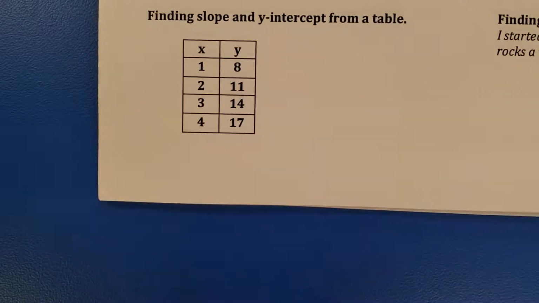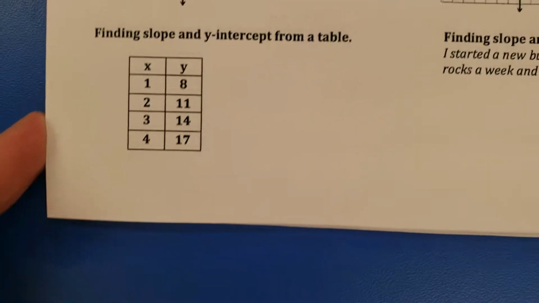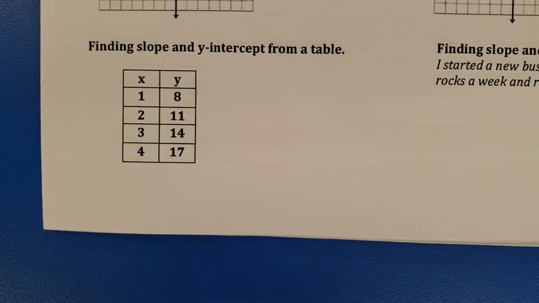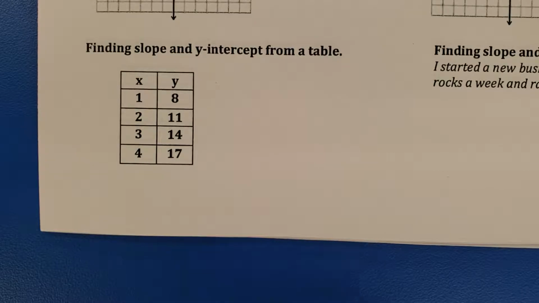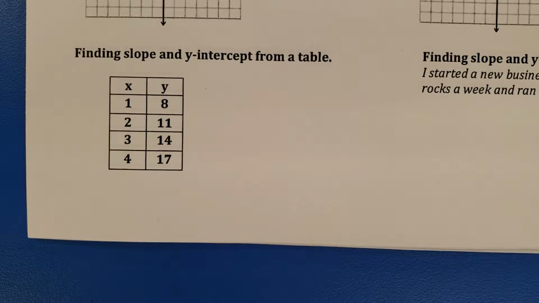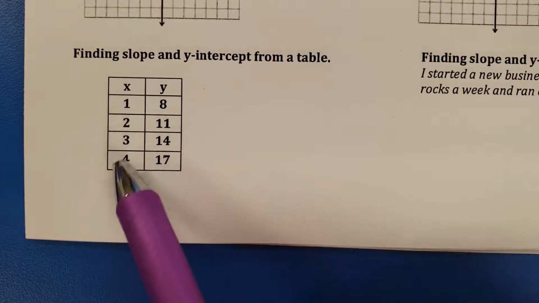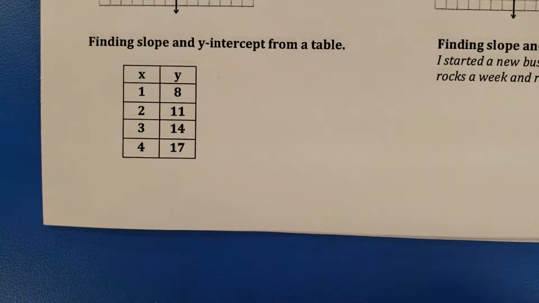There's a couple of extra problems that I wanted to show you, so here we go. How do you find slope and y-intercept from a table? Well, the slope is probably going to be the easiest thing to find if the y-intercept isn't obvious. So in most cases, you want to look for where x equals 0, because if x equals 0, that's going to obviously be the y-intercept.